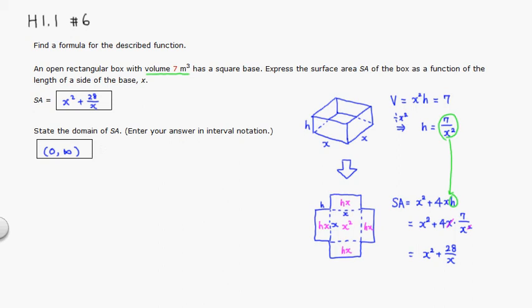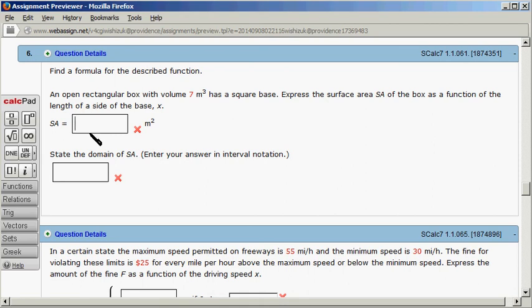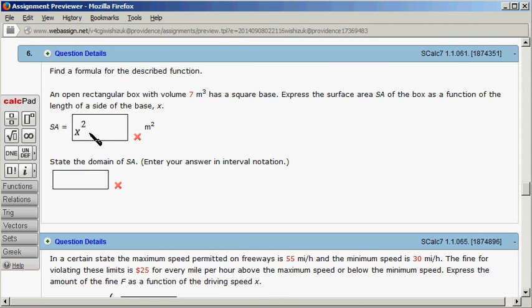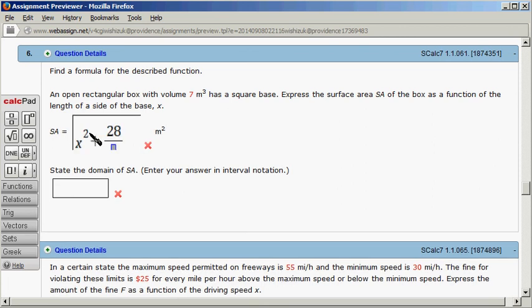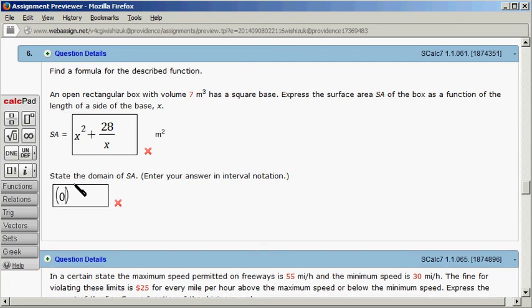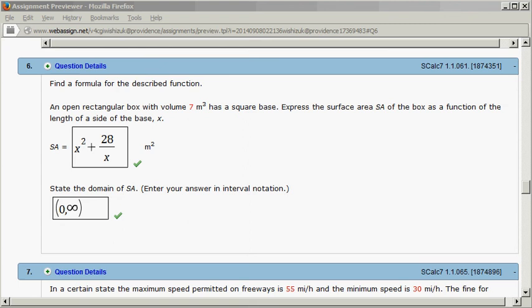Let's type this in. The answer we got was surface area is x squared plus 28 over x. That was the surface area function, and the domain of that function would be all positive real numbers, so it's going to be infinity there. Let's check. I'm going to go down and submit for testing. It came back and looks like we got these correctly. That's it. I hope that this was clear.